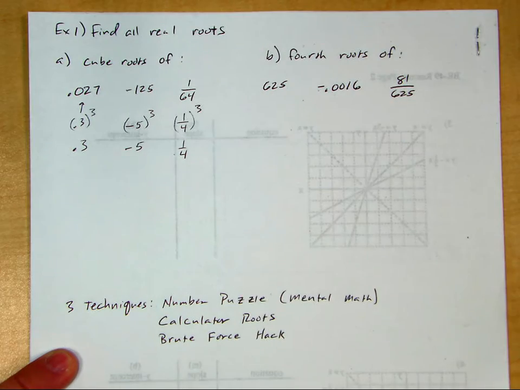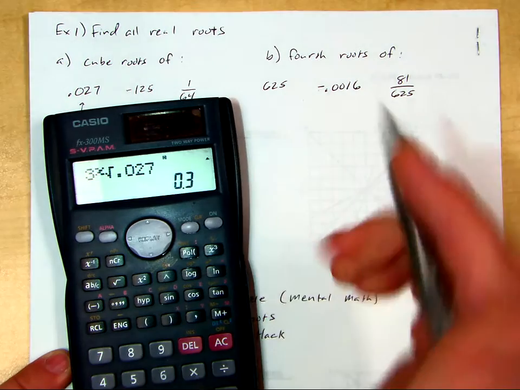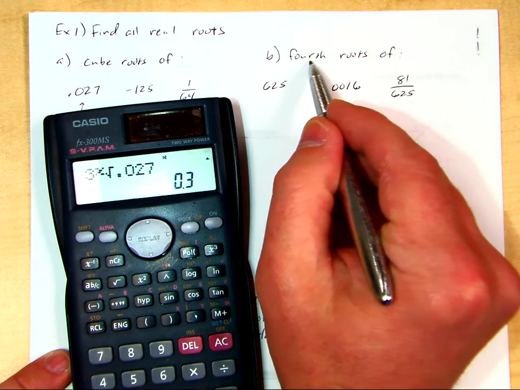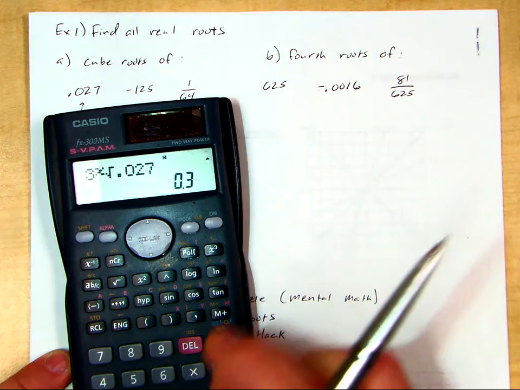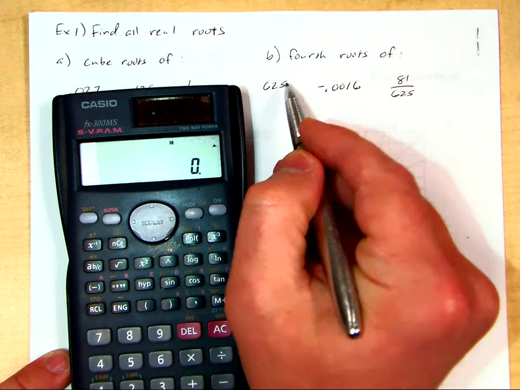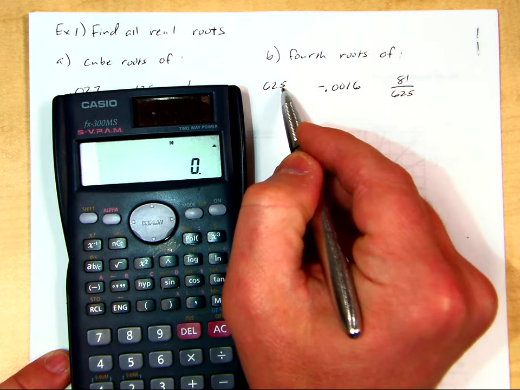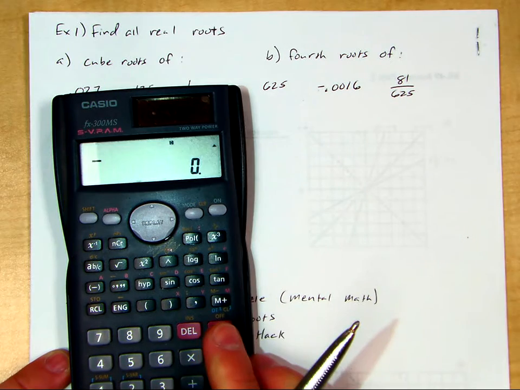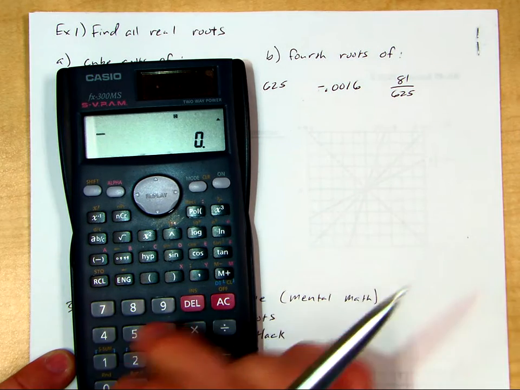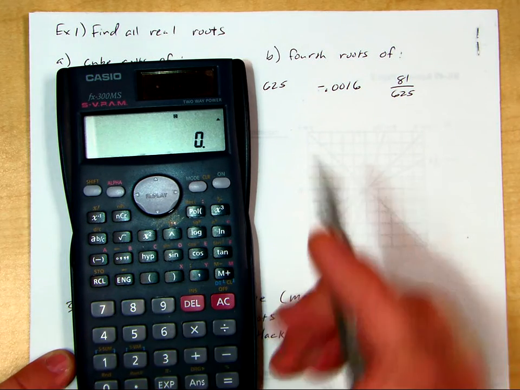Let's do kind of a brute force hack and see if we can figure that out. I'm looking for a number that multiplied by itself 4 times equals 625. Well, I have a 5 there, so I have a suspicion it might be 5. So this is kind of the method for a brute force hack. You're just going to keep mashing buttons in the calculator to see if you get the right answer.